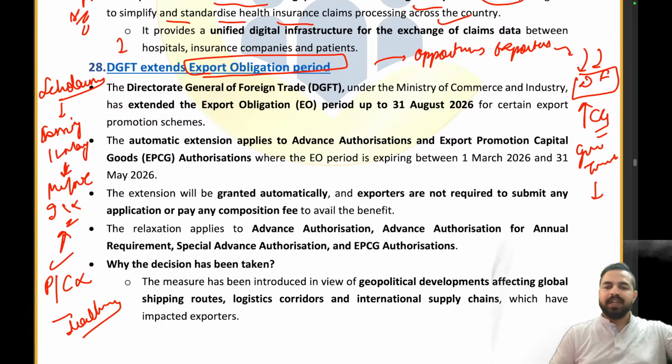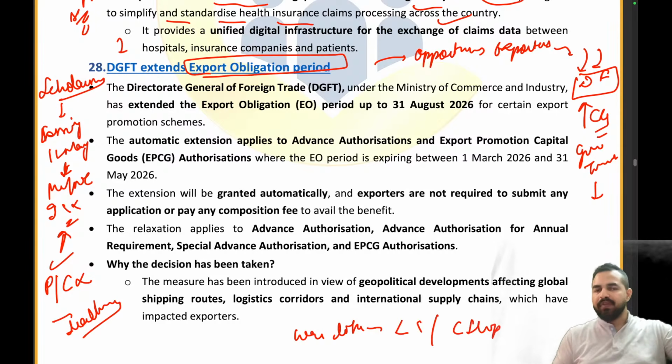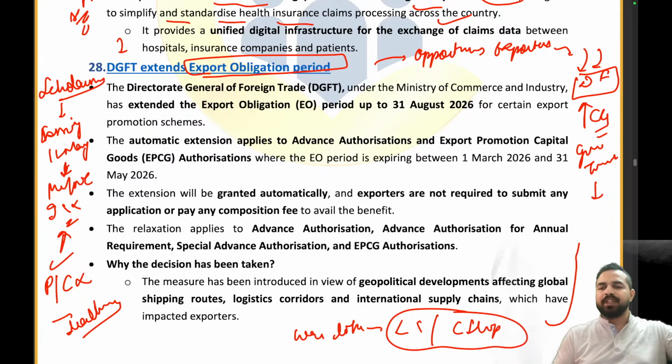Why? Because you must have seen that during this war-like situation, there was a problem in the logistic corridors, right? The cargo shipments were left stranded, right? So considering this situation, the Government of India has come up with this initiative where they're providing relaxation to the exporters. The Directorate General of Foreign Trade under the Ministry of Commerce and Industry has extended the export obligation period up to 31st August 2026 for certain export promotion schemes.